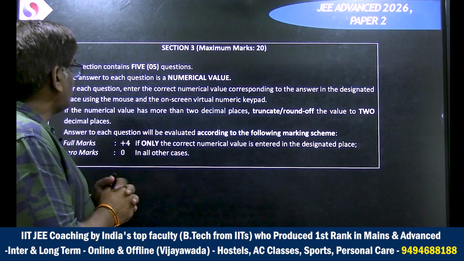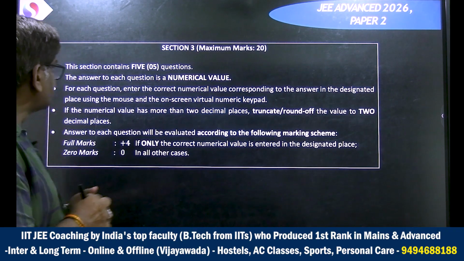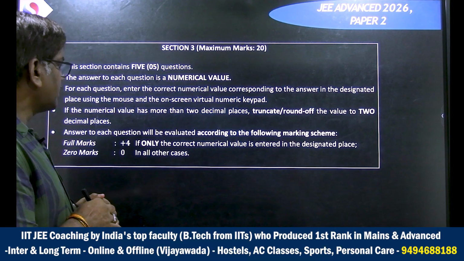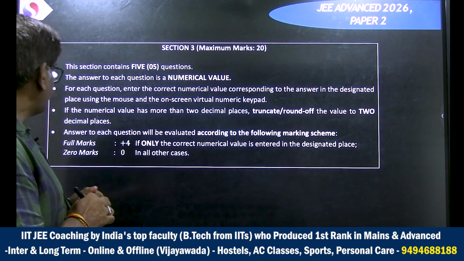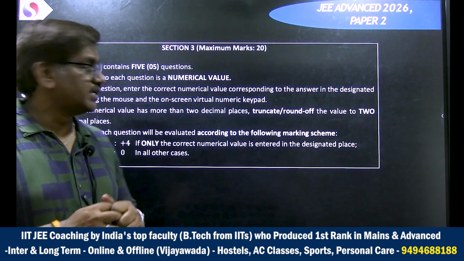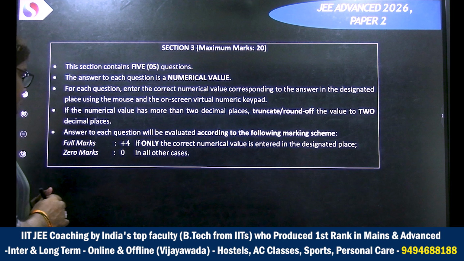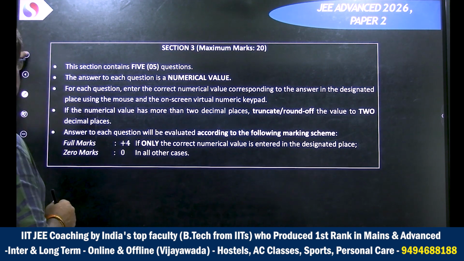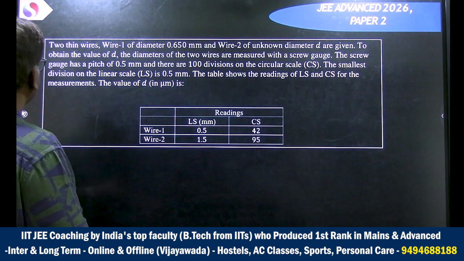So, numerical type questions. There are total 5 questions, and according to the instruction, it will be up to 2 decimal places, we have to round off. Marking scheme is +4, no negative marking for this. Okay, so let's go with the first one.